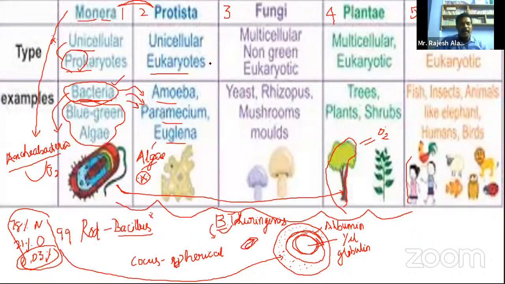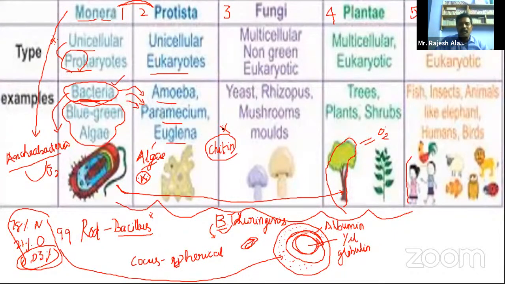Okay, our part. Next one is fungi. To avoid the confusion, Whittaker has included fungi as a separate category. Here they have a covering made up of chitin. This is an objective question: fungal cell wall is made up of what? Fungal cell wall is made up of chitin.